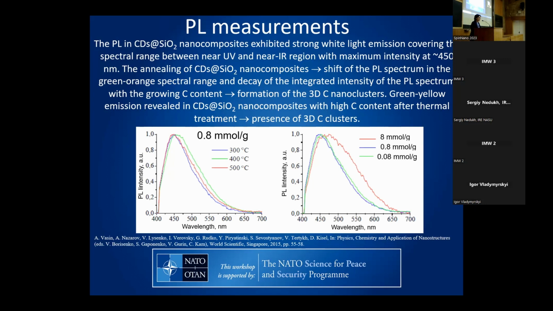Our samples show a strong white light emission that covers the spectral range between near ultraviolet and near infrared region and has a maximum intensity at about 450 nanometers. The annealing of our samples led to a shift of the photoluminescence spectrum into the green-orange range and also led to a decay of the integrated intensity of the photoluminescence spectrum with the increase of carbon content. We have also seen a green-yellow emission in the samples that had a higher carbon content after thermal treatment.